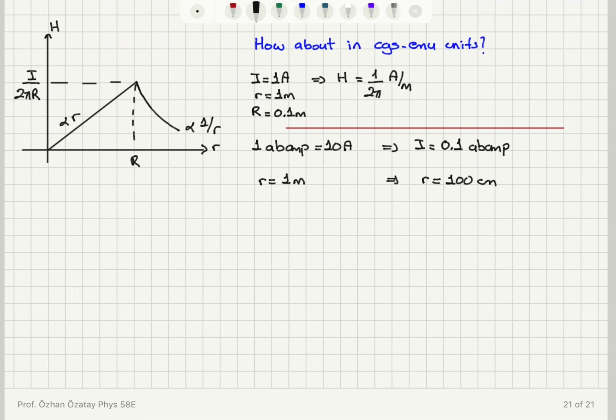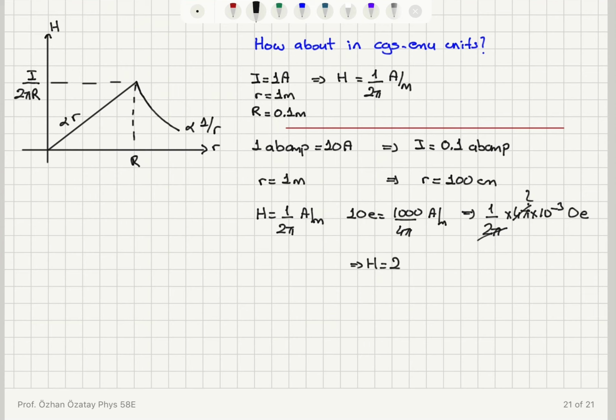And the magnetic field that I calculate, 1 over 2 pi amps per meter, is how many oersteds? Well, I know that 1 oersted is 1000 over 4 pi amps per meter. So 1 over 2 pi amps per meter is 1 over 2 pi times 4 pi times 10 to minus 3 oersted. So H would be then 2 milli-oersted, or 2 times 10 to minus 3 oersted.